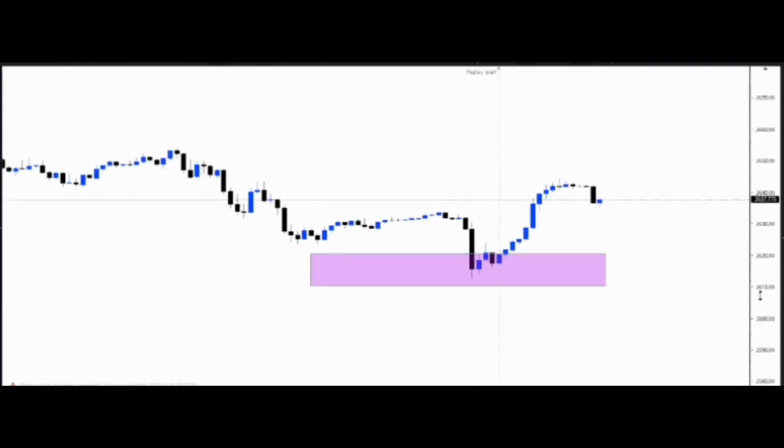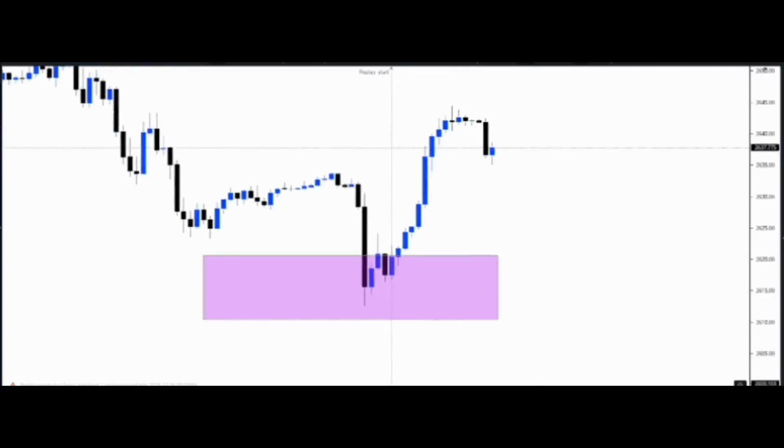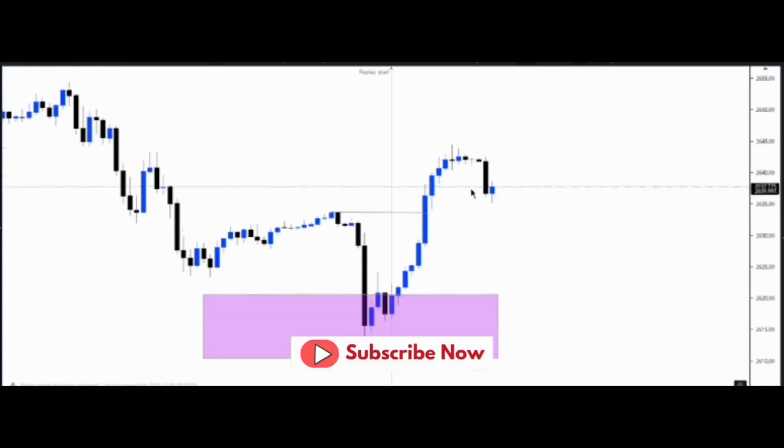Okay, now on the 15M, the first thing you need to do is to identify your internal structure shock. And where is your internal structure shock? Right here. Right here, guys. That's your internal structure shock. And after that, you need to wait for inducement. Let me take this one out so that it doesn't confuse us.